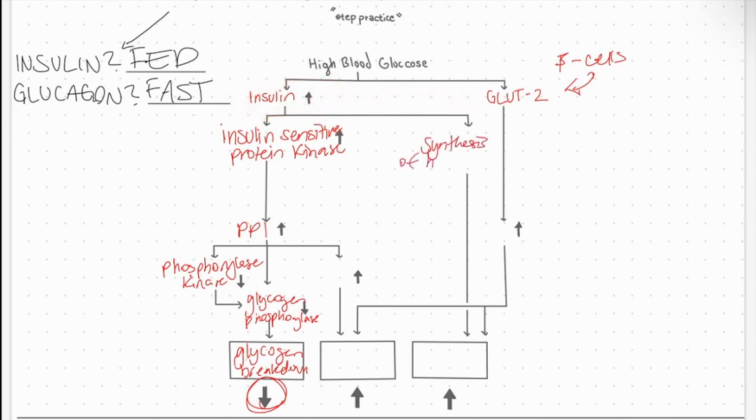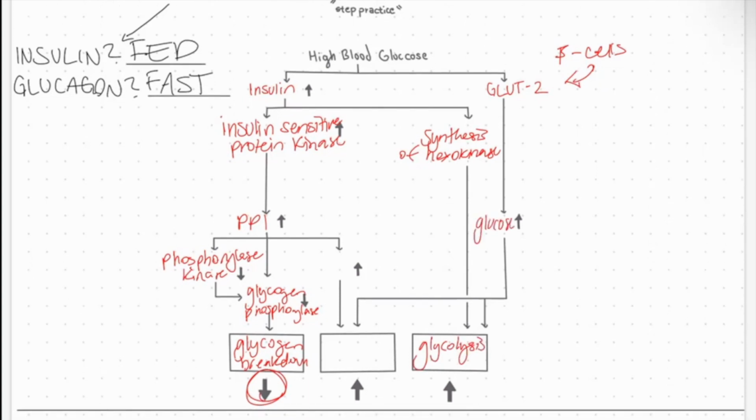Now, on the right side, we see that the GLUT2 leads to an increase of glucose, right? So what do we do here? That underlies an increase of rates of glycolysis and a decrease in the rates of gluconeogenesis because we don't want to be making more sugar. We increase glycogen stores for future use.